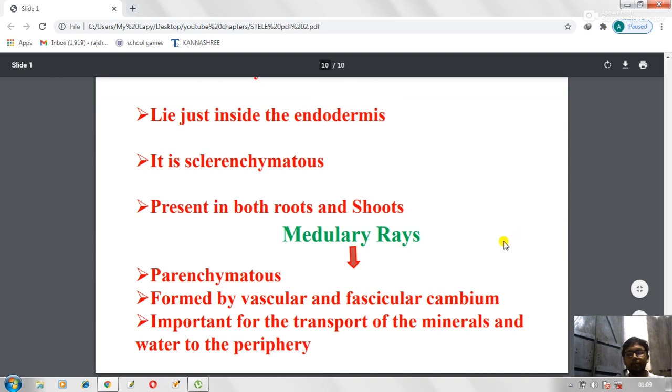Medullary rays. Medullary rays are present in between the vascular bundles. They are parenchymatous, formed by the fascicular and interfascicular cambium, and are important for the transport of minerals and water to the periphery.